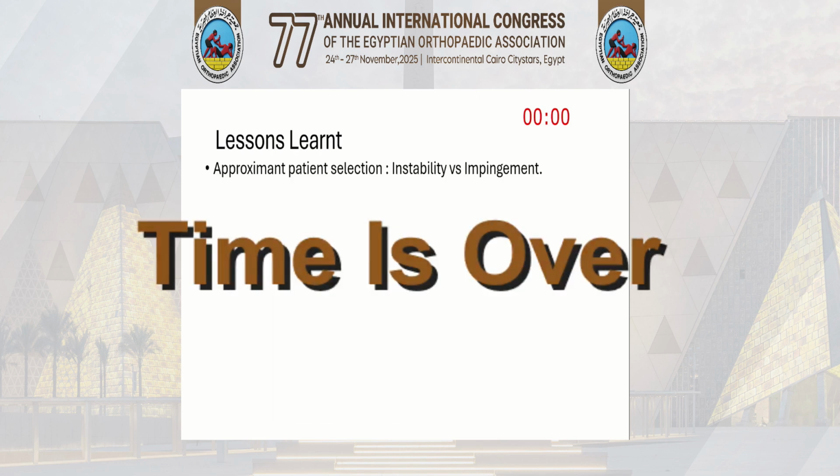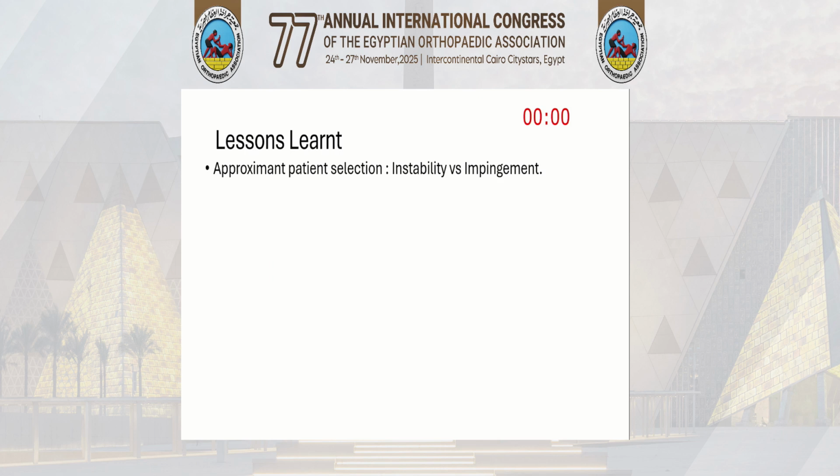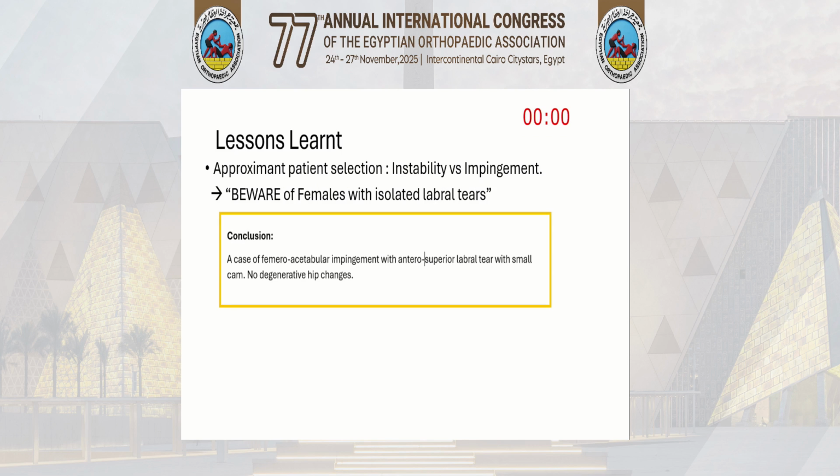So why did this happen? So let's see, how can we avoid this from happening to us? So number one, we have to choose the patients wisely. We have to know whether our patient is an instability patient or an impingement patient. And we have to be very, very careful with females who present to us with isolated labral tears. Have to be very careful of this MRI report that is giving you a diagnosis of a case of femoroacetabular impingement with a labral tear with a small cam.